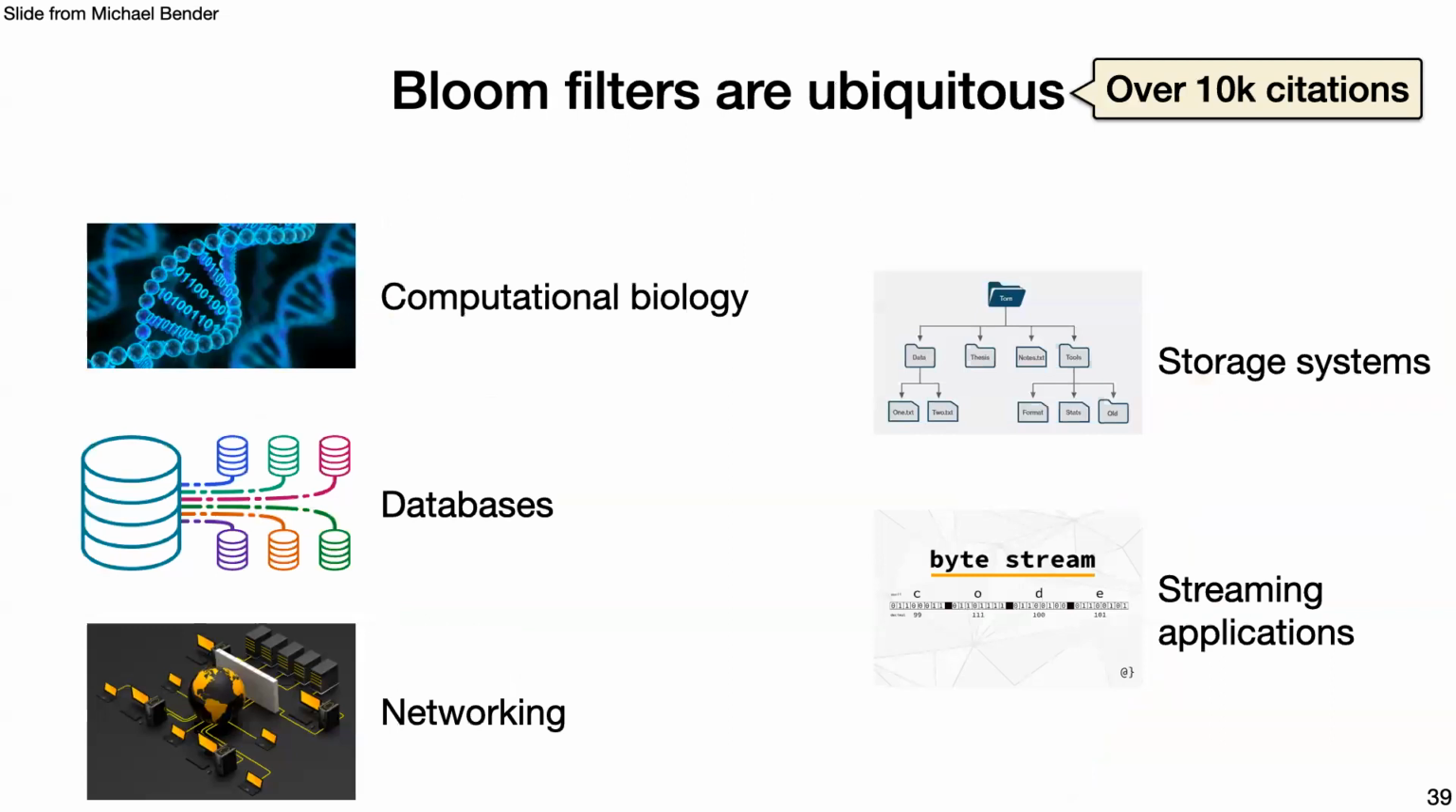Bloom filters are this classical data structure that you see everywhere. They're in computational biology, databases, networking, storage systems, and streaming applications. Today, the one that we care about most is storage systems because we're talking about data structures, but they are in a lot of other places. Because they have these limitations, like you can't delete, you can't get values back, and you can't iterate over the elements, there's been a lot of really interesting work, with many variations on Bloom filters trying to address these shortcomings.